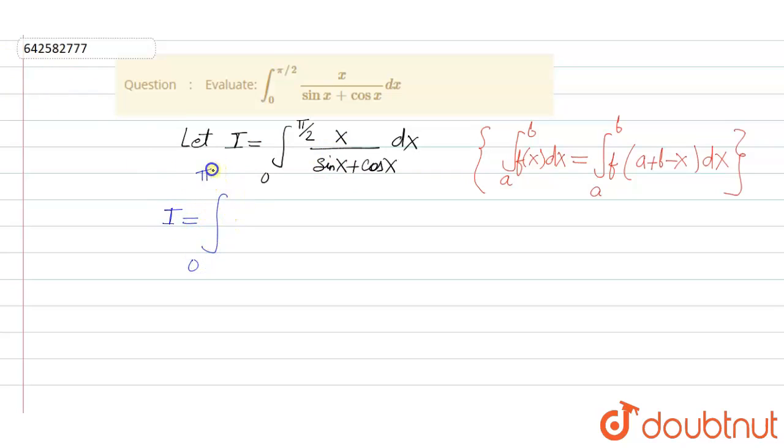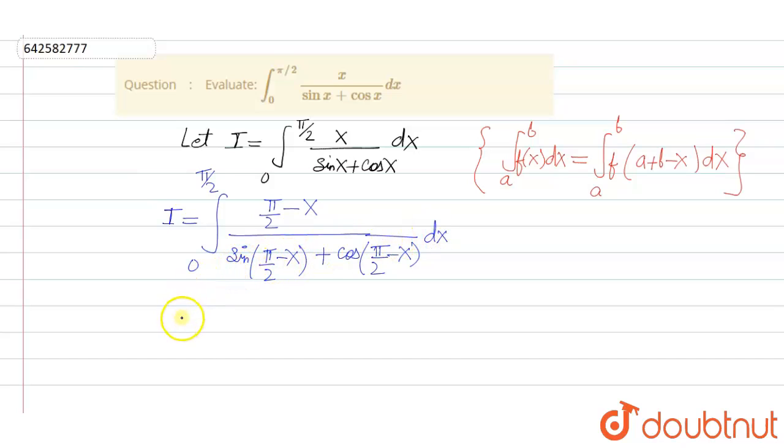integration from 0 to pi by 2. This becomes pi by 2 minus x divided by sine of pi by 2 minus x plus cos of pi by 2 minus x dx. So the integral becomes I equal to integration from 0 to pi by 2.